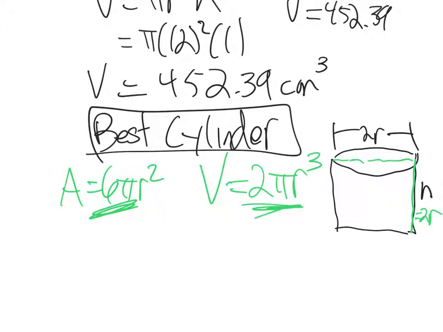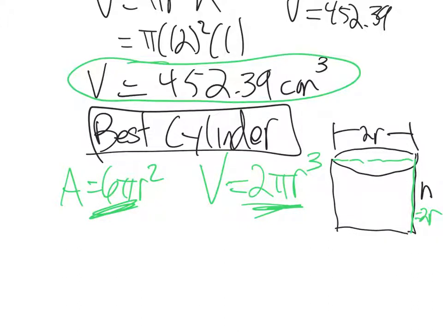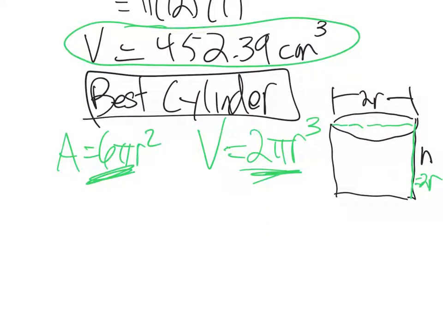Okay, so what do I know about this best cylinder? Well, I know it has to hold the same volume, right? That's the whole idea here, is that I've got a volume of a really wide and short cylinder that's 452, and I'm trying to make a new cylinder that holds just as much stuff, so the same volume, but has a lot less area. So I know that its volume is 452.39 centimeters cubed.